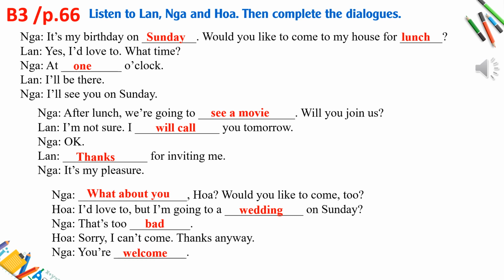How many correct answers do you have? All correct is very good. And you can see in the conversation, Nghe is inviting Lang and Hua to come to her house for lunch because it's her birthday on Sunday. So, how can we invite someone? And if you want to suggest something, how can we say?